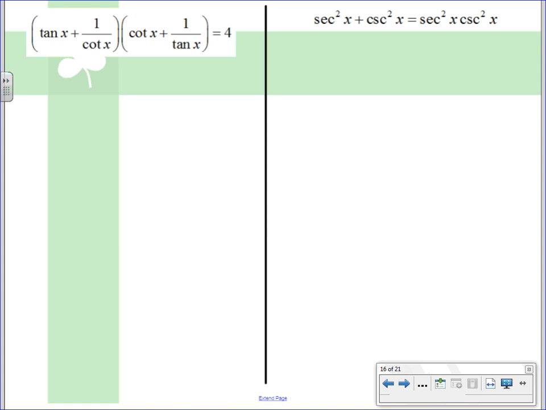All right, so when you're ready, go ahead and pause the video. Start on these 2, give yourself 7 or 8 minutes, and then when you're ready, hit play and you can see the solutions.